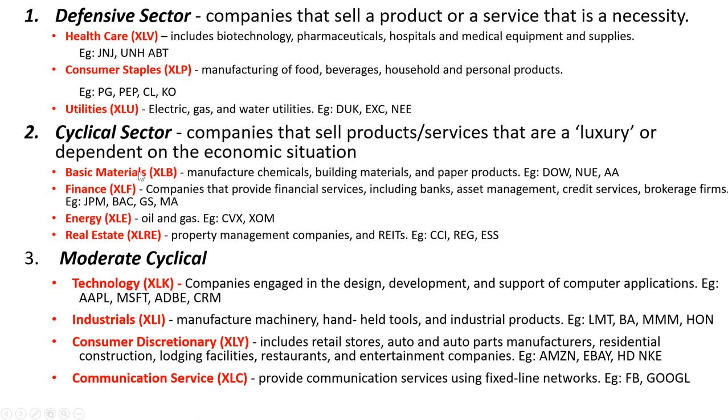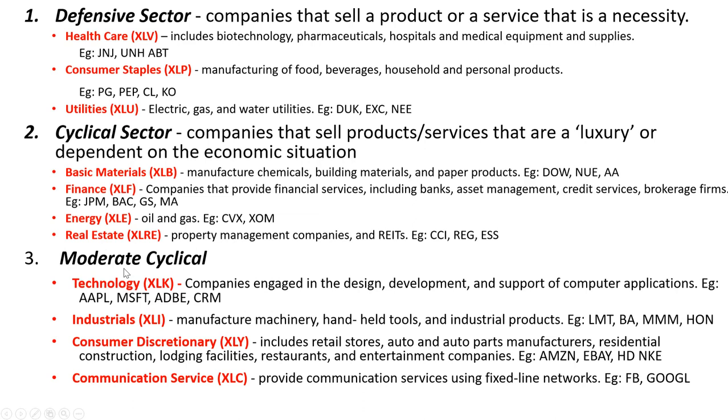The basic materials sector is the first one. Those companies manufacture chemicals; Dow is one of the big companies in basic materials. The finance sector is a very cyclical sector. It provides financial services, including banking and asset management. The most popular are JP Morgan, Bank of America, Goldman Sachs, and MasterCard. Energy is also considered a cyclical sector, for example ExxonMobil. Real estate is also considered cyclical. Some real estate can be defensive, but it depends on what kind of asset it is.